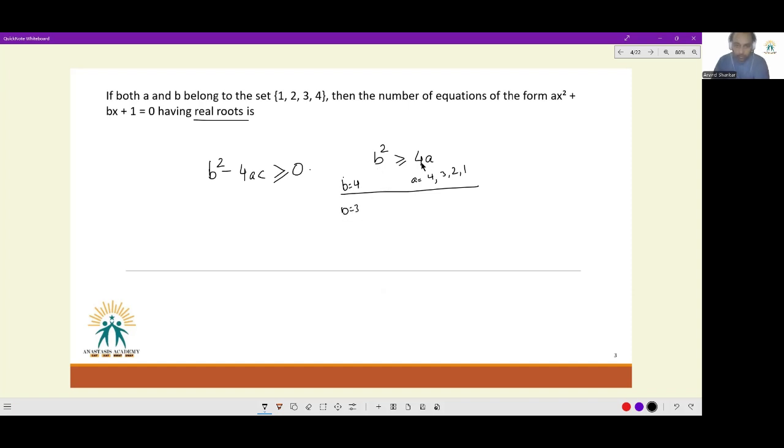How about when b is 3? When b is 3, 4 into 4 would not be less than that. 4 into 3 would not be less than that. But 4 into 2 would work. A equal to 2 and a equal to 1 would work.